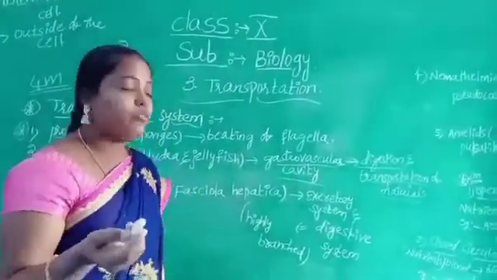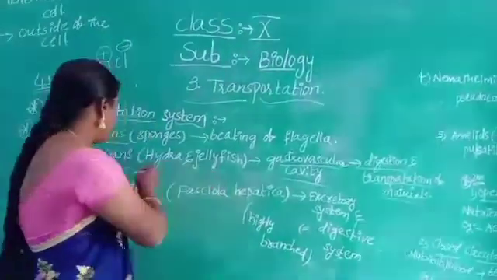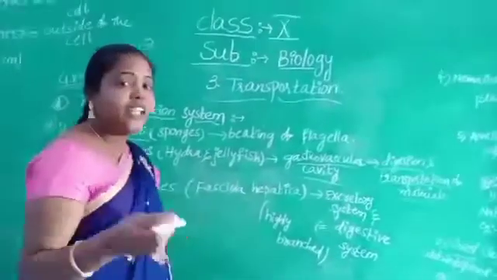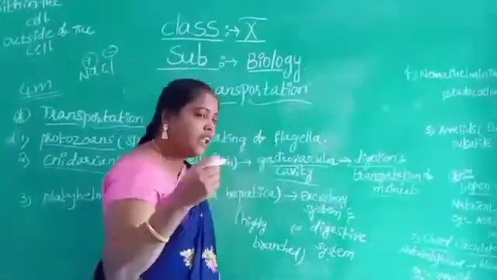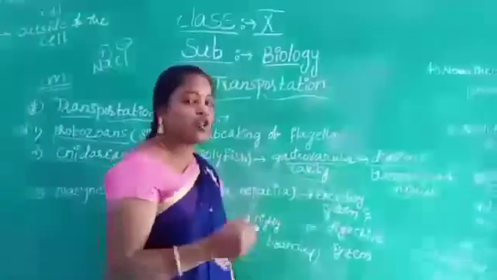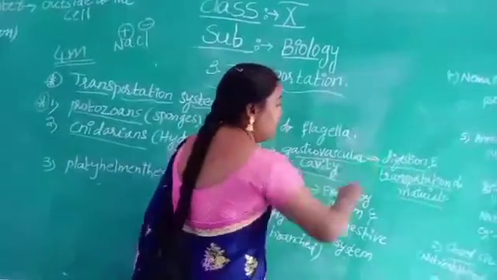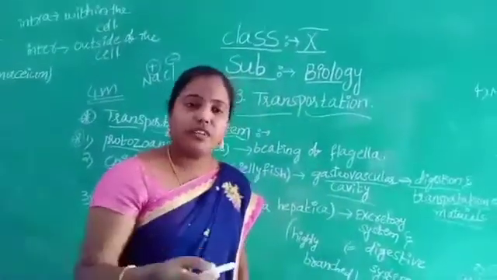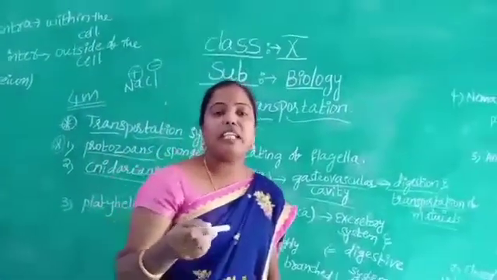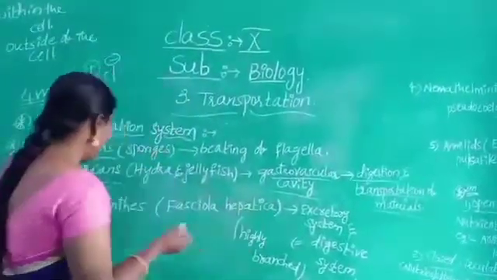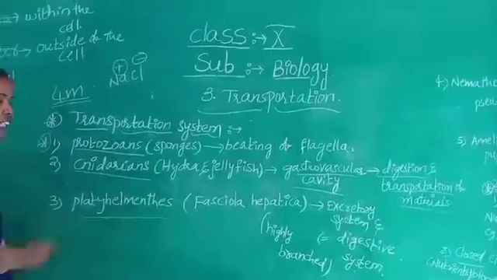Children, do you understand? Very important. So the cnidarians, for example hydra and jellyfish, contain a special cavity called the gastrovascular cavity. This cavity is responsible for digestion of the food and the transportation of the materials from one place to another place in the body. Next, the third one is platyhelminthes.